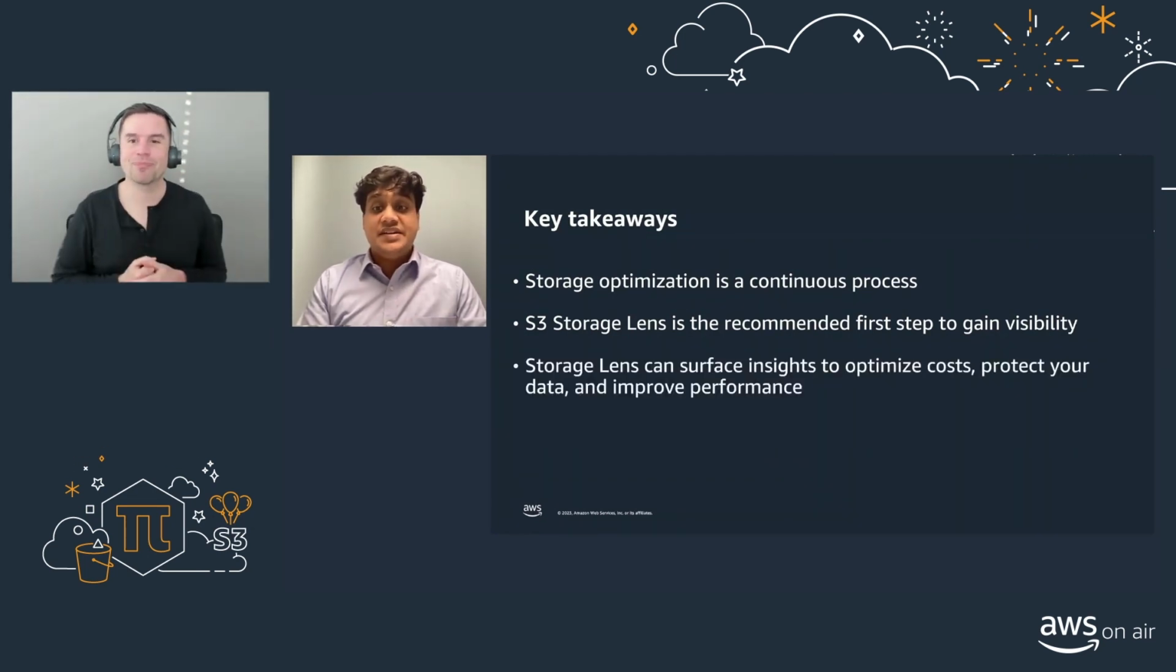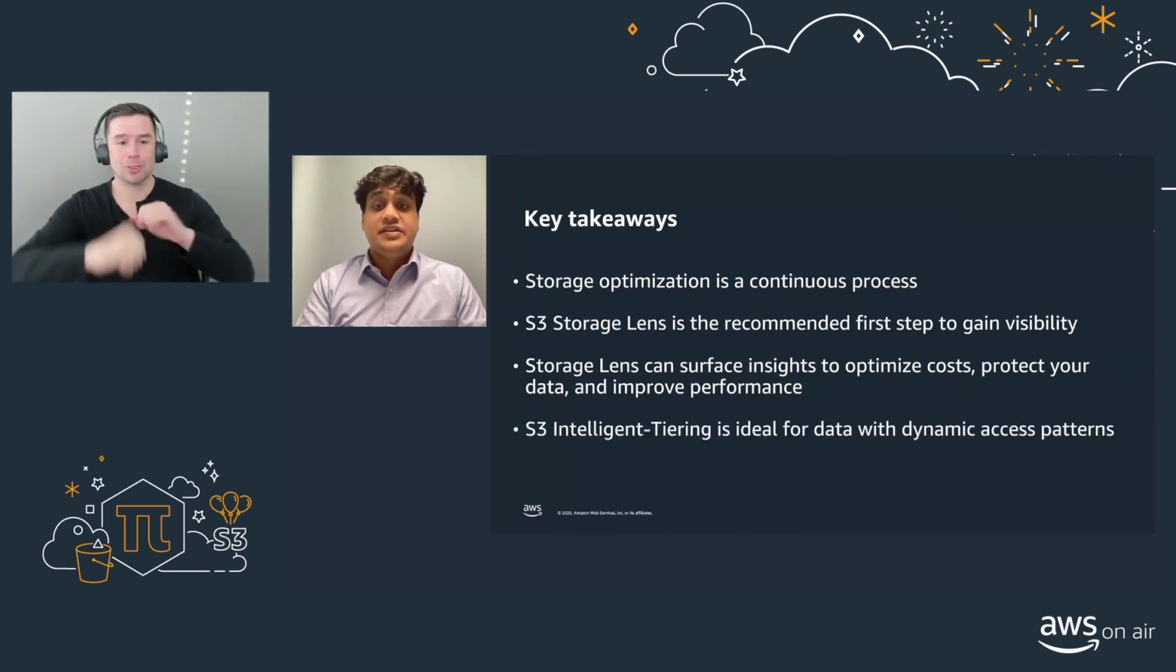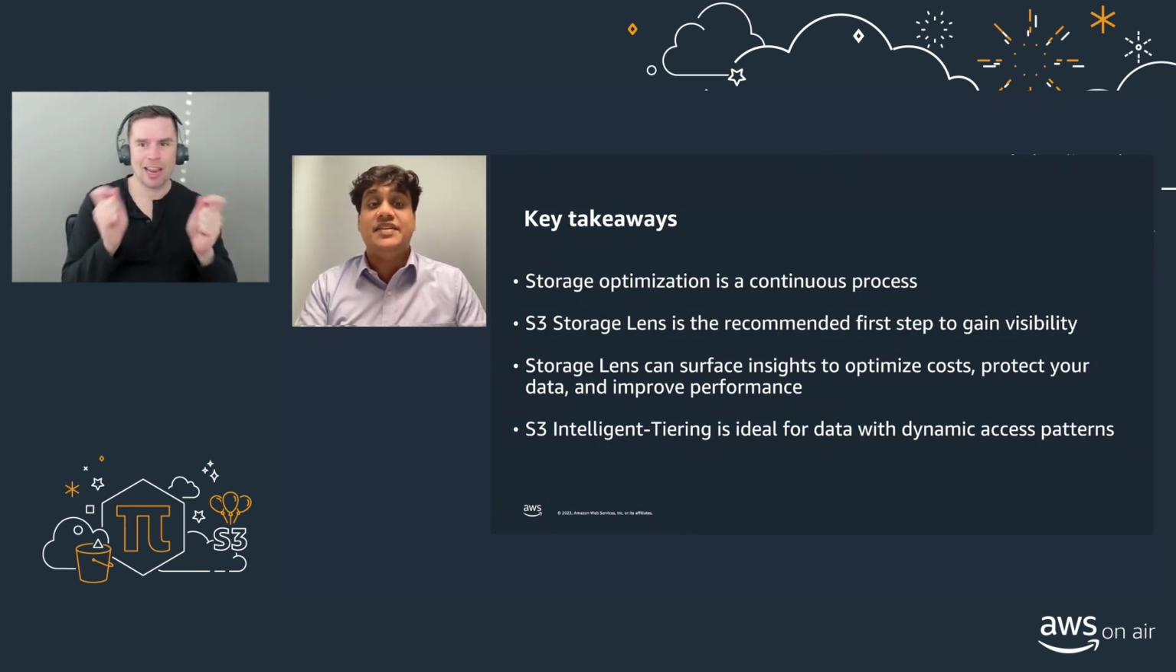Storage Lens has a variety of different metrics and visualizations that surface opportunities to save costs, protect your data, and improve performance. And finally, for data with unknown or dynamic access patterns, we recommend using the S3 Intelligent-Tiering storage class, where you will experience automatic cost savings.